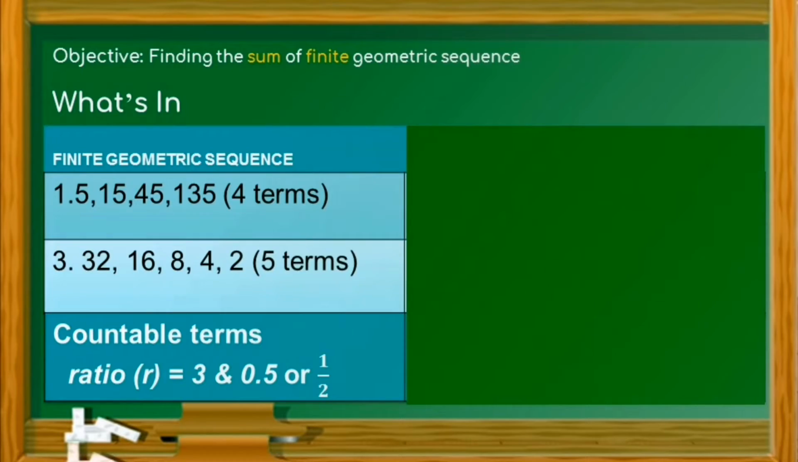Did you get the correct answer? Okay, that's right. Finite geometric sequences are numbers 1 and 3 because they only have 4 and 5 terms respectively. They are countable terms. In number 1, the common ratio is 3. In number 3, the common ratio is, yes, 0.5 or 1.5. Good job.